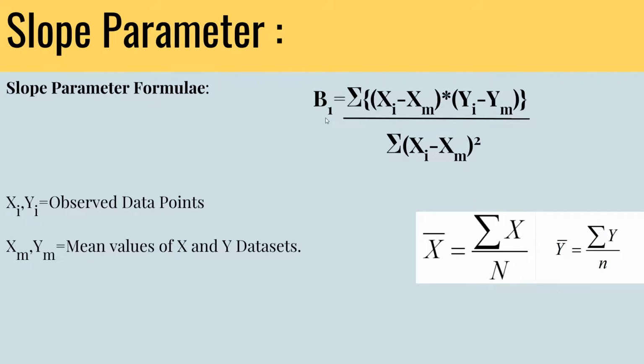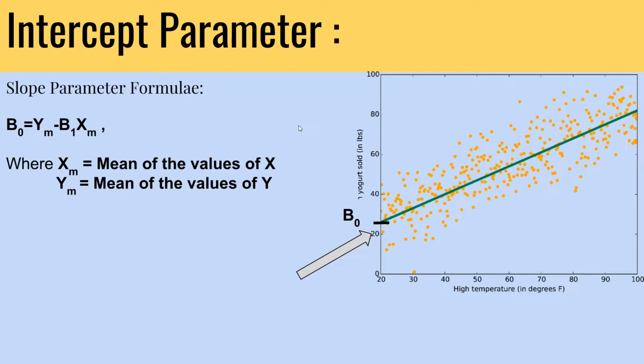So our slope parameter is given by the formula: the summation of the product of xi minus xm and yi minus ym, summed over all data points, divided by the summation of xi minus xm squared. Xi minus xm squared is for all the data points, the difference between the observed data point and the mean value of the data points. So we've got the formula for the slope parameter.